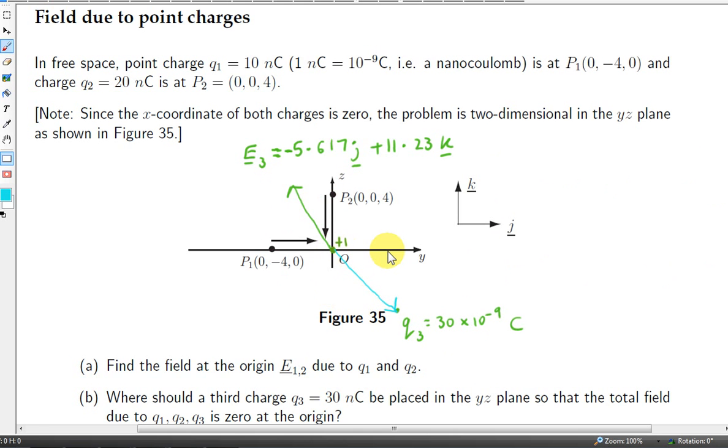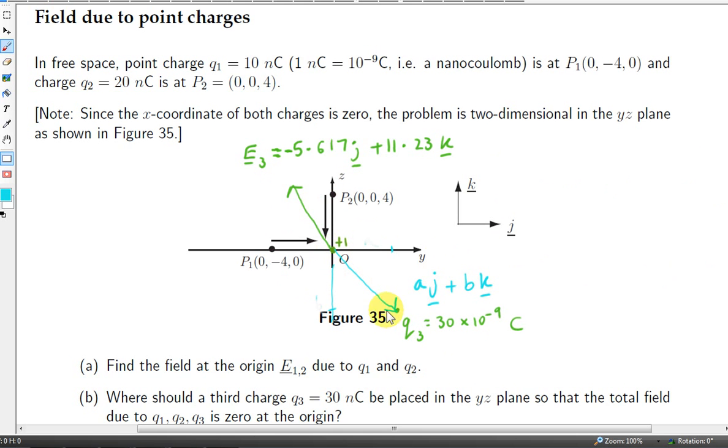So this point is, say, A units along the y-axis and B units along the z-axis. So let's suppose the vector is AJ plus BK, and of course we have to determine what A and B are. A will be some positive number because we're dealing with the positive y-axis here. B will be a negative number because we're dealing with the negative z-axis here.